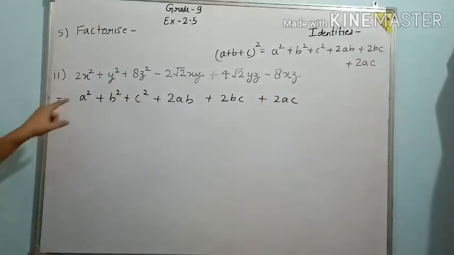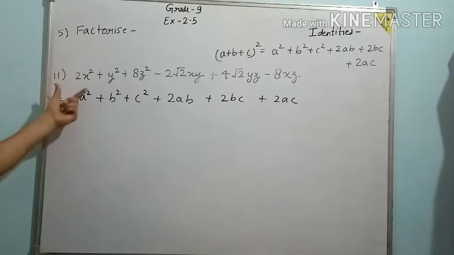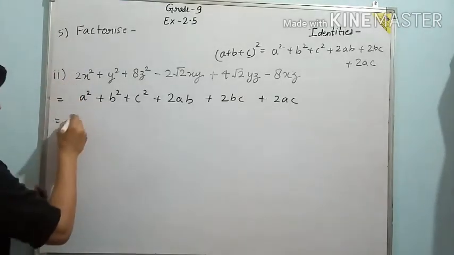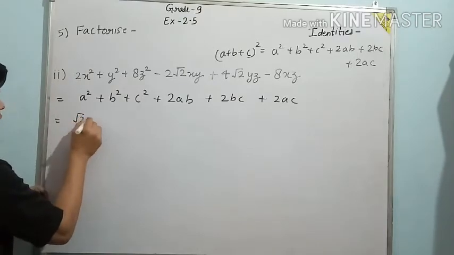So as you all can see that here we have to write a square, we have to make it a square. So you can write here like square of root 2 and x.